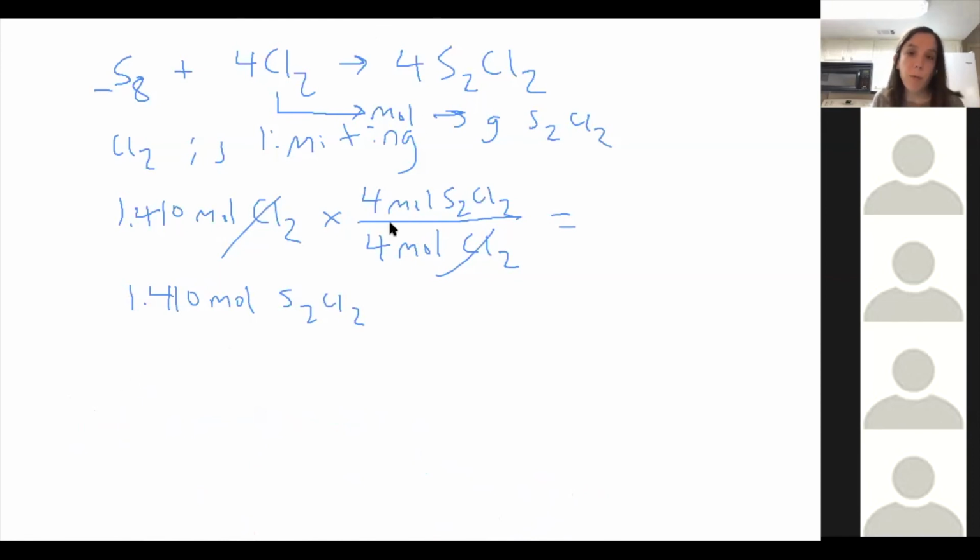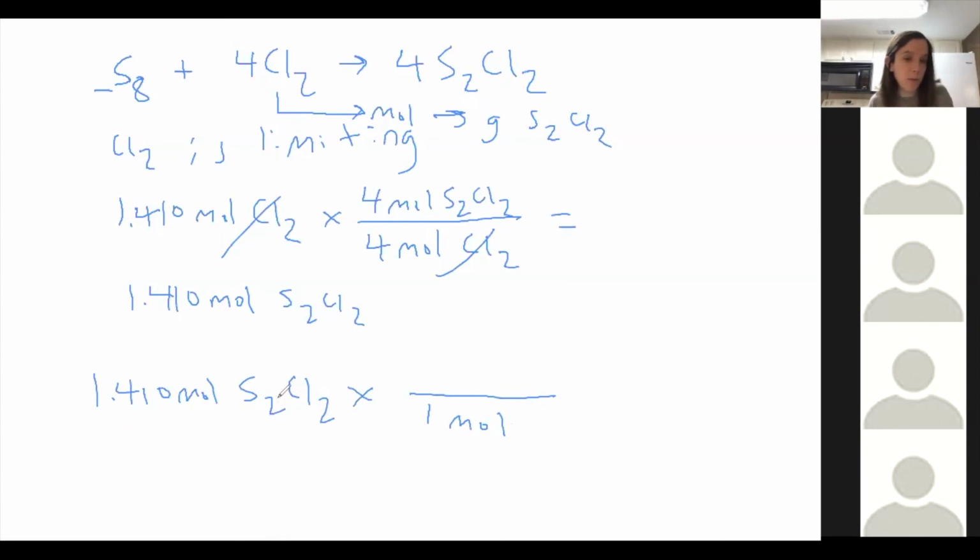Now we're going to go from moles of S2Cl2 to grams of S2Cl2. So we need to find the molar mass of S2Cl2. Look up sulfur in the periodic table. Sulfur is 32, and there's 2 of them, so we do 2 times 32. And then Cl is 35.45. There's 2 Cls, so multiply that by 2. Add that together, and we would get 135 grams per mole of S2Cl2.